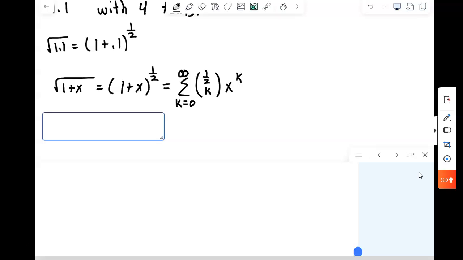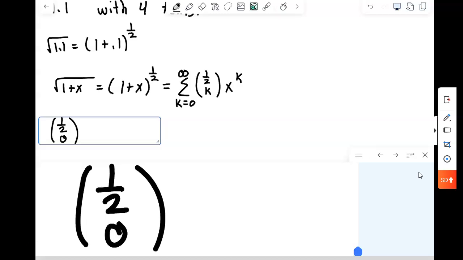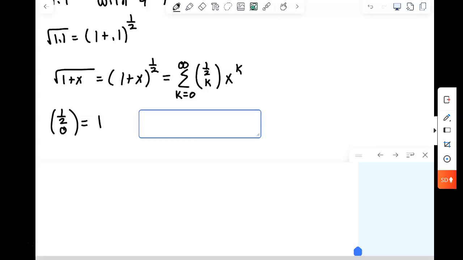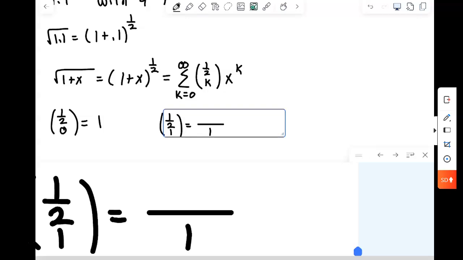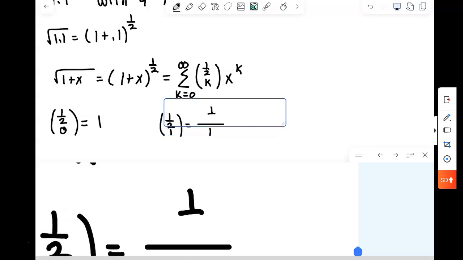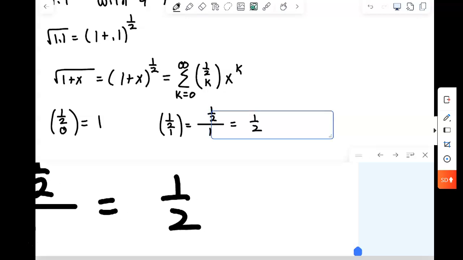So to do that, that means we need to compute these 1/2 choose different numbers. Now remember, p choose 0 is always going to be 1. Then we need 1/2 choose 1. Remember, that'll always be whatever we're choosing, that factorial on the bottom. So however many terms you have at the bottom, that's how many we have at the top. So on the top, we would just have the 1 as well. And so that would just be 1/2.